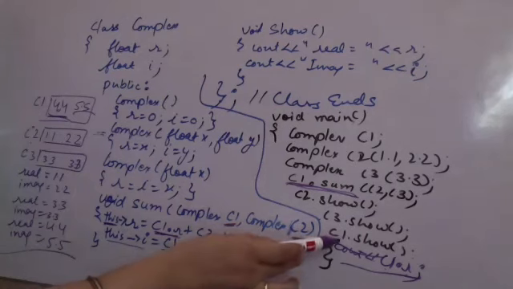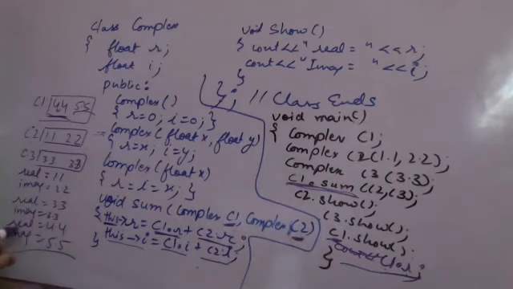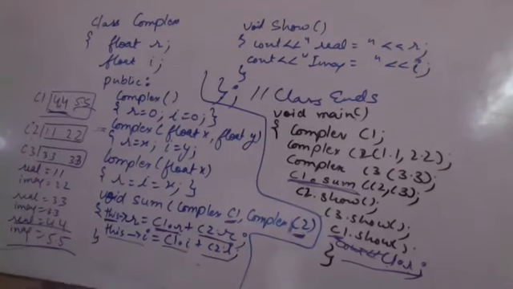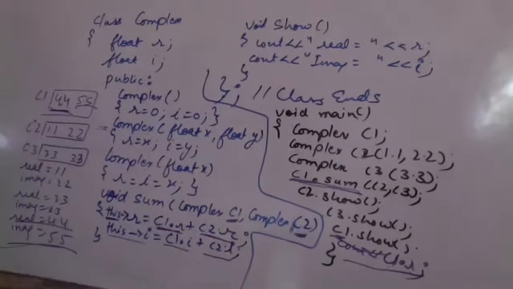When you do C1 dot show, you will get the added real and imaginary parts as the answer. Is it clear to all of you? Anybody, any kind of doubt?